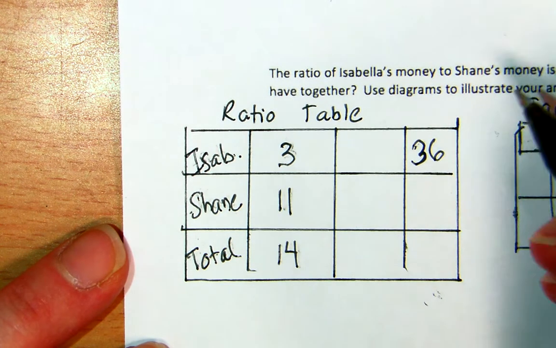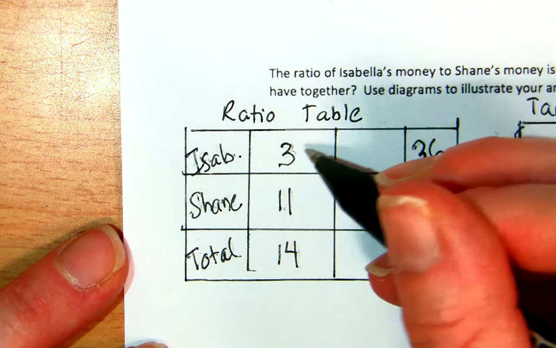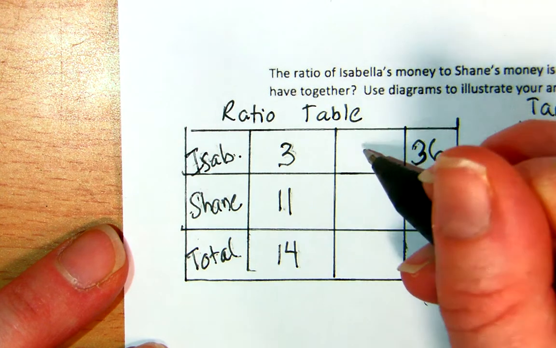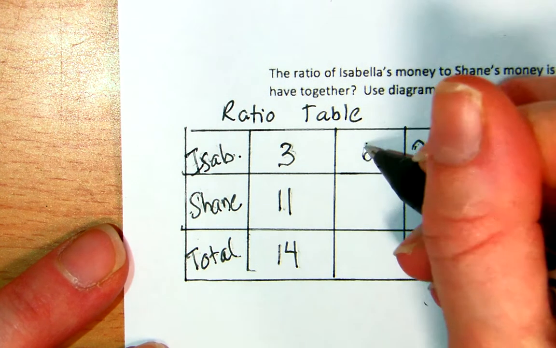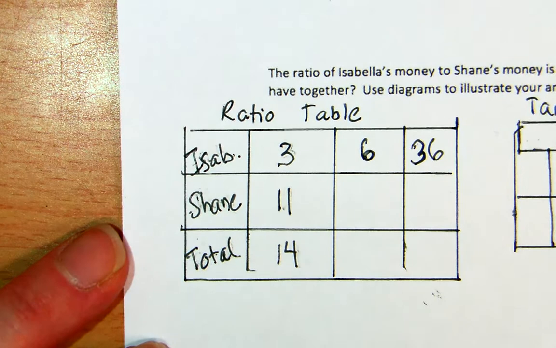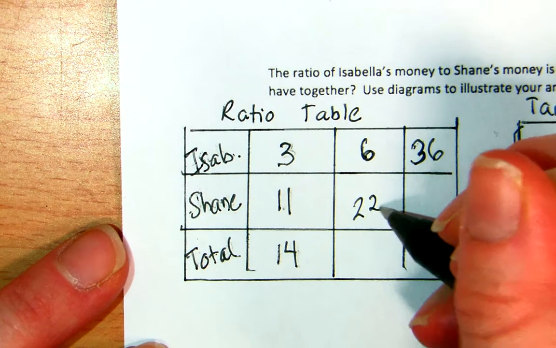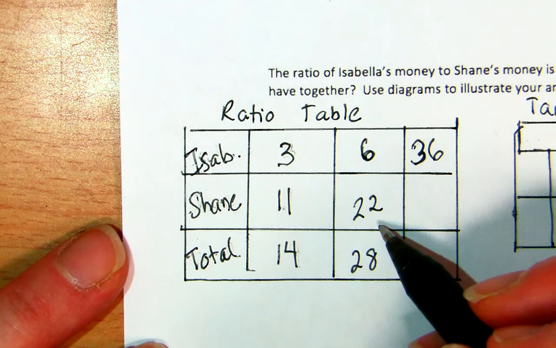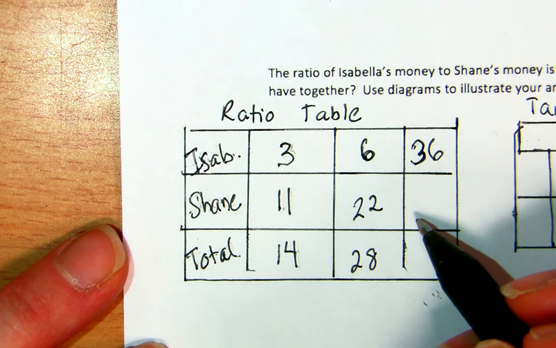So I'm going to do that for the example of this problem. I'm going to say, well, if Isabella has 3 and Shane has 11, then if I double that, then Isabella would have 6 and Shane would have 22, and together they would have 28, okay? Now, I can say, well, it's an easy jump from 6 to 36, right? I know that 6 times 6 is 36. So I'm going to have to multiply 22 by 6 as well.